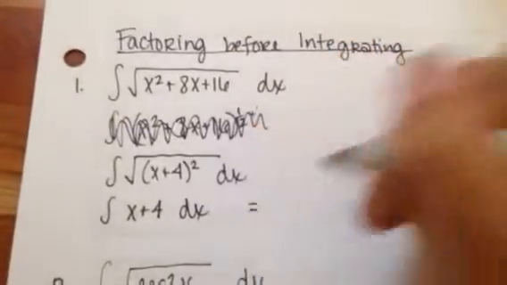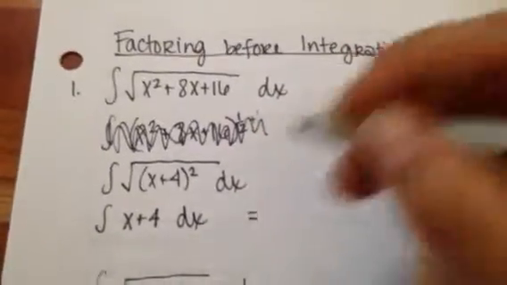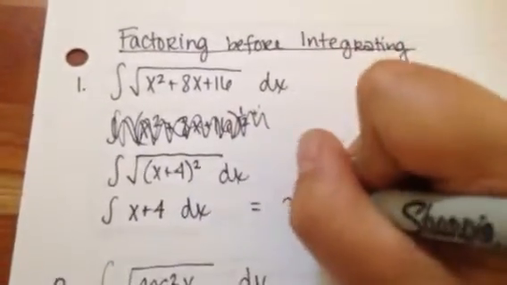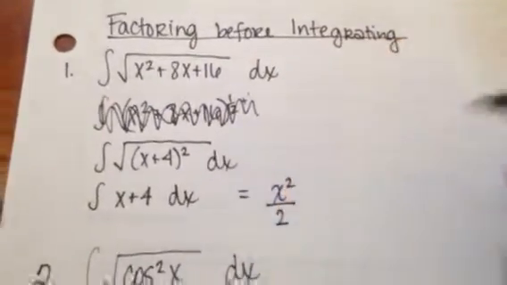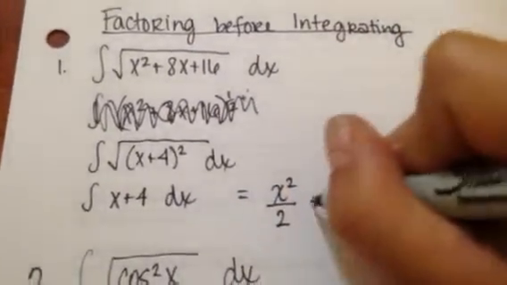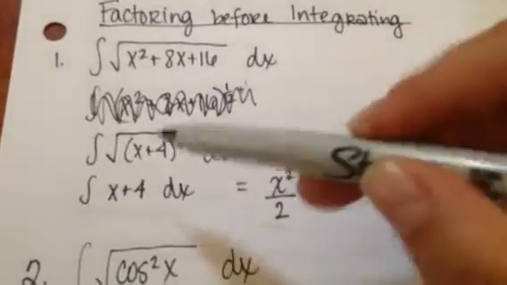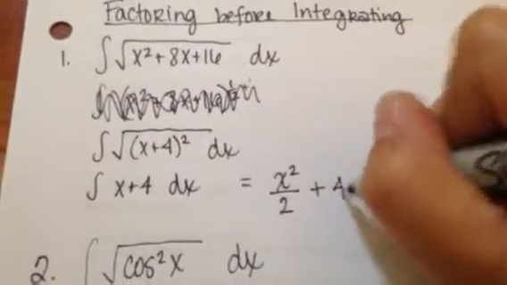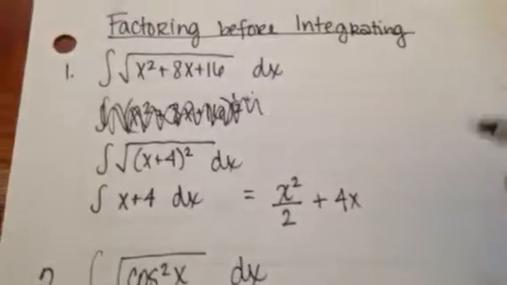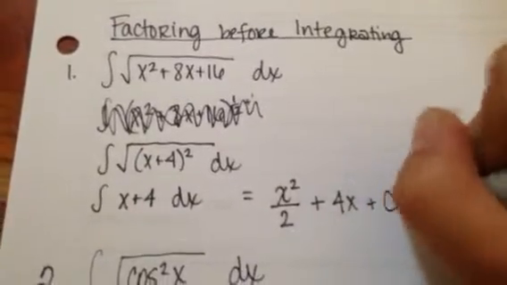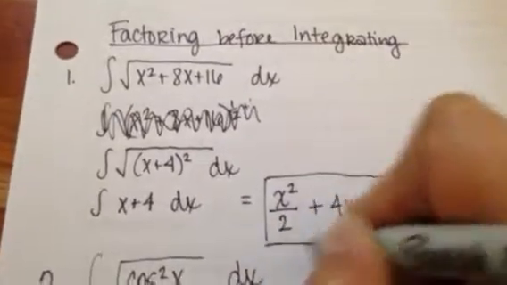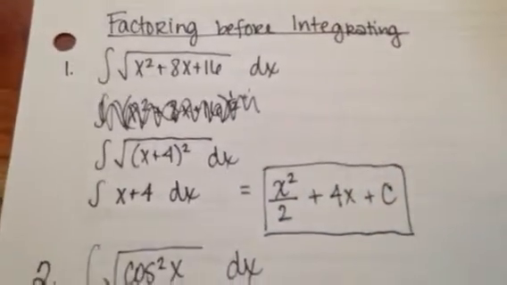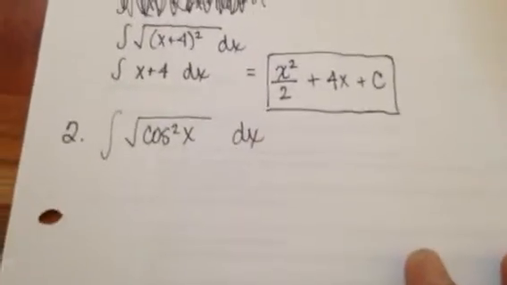And this is very easy to solve using the reverse power rule. I'm going to add 1 to the exponents. This becomes x squared, and then divide by the new exponent, which is 2. And then the derivative of what gives you 4? Well, the derivative of 4x gives you 4. And since it's an indefinite integral, I need to include my universal constant. And there's your answer. And this works for trig functions too.